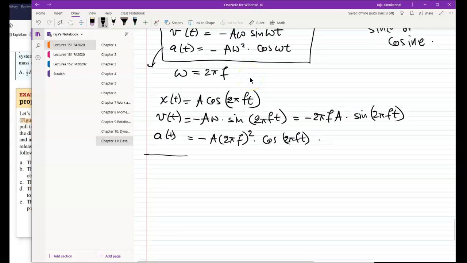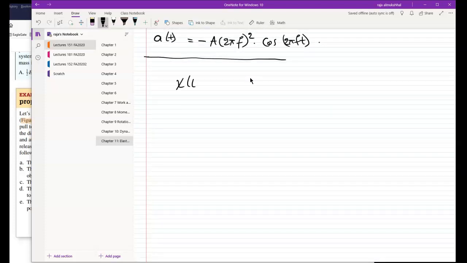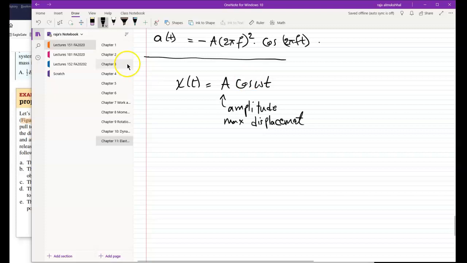So we said that x of t is equal to A cosine omega t. So we said that this is the amplitude, which means the maximum displacement. In other words, this is the displacement function, x of t. It tells you what the position of the particle is at any time t, okay? And this is the maximum displacement reached by the oscillating object.